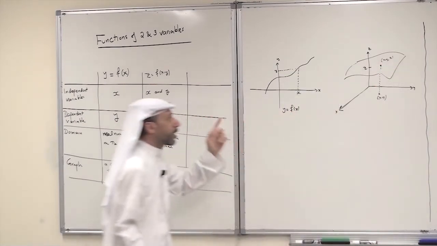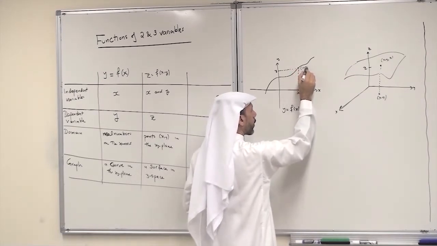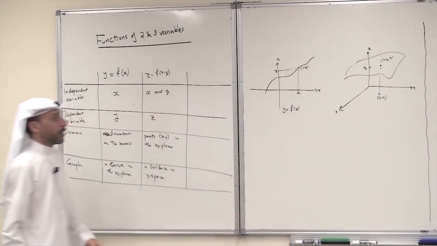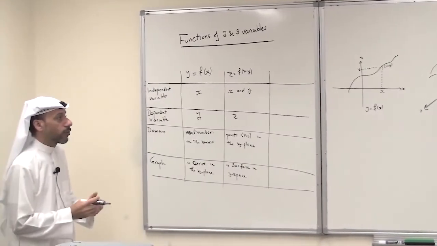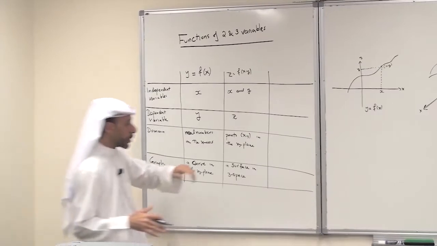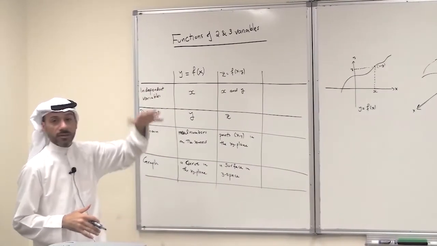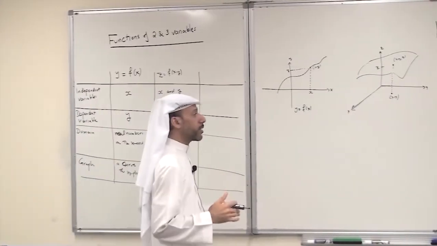Just like for functions of one variable, this is x and y. So this is for functions of two variables. The domain will be points in the xy plane, so they consist of ordered pairs. The graph will be a surface. The graph will be a surface in three space.